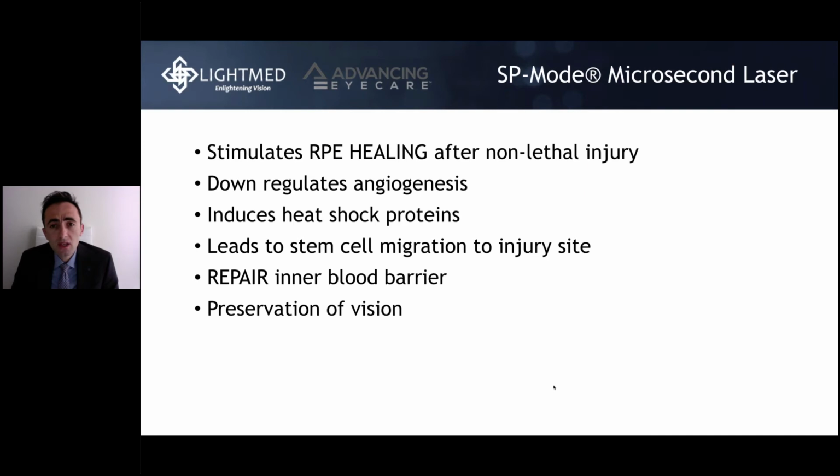So the advantage of the SP-Mode is stimulating the RPE healing after non-lethal injury and decreasing the amount of heat of the tissue that happens with the traditional laser treatment sessions. So this leads to stem cell migration to the injury site and preserves the inner blood barrier, and of course preservation of vision when you preserve the RPE and photoreceptors.